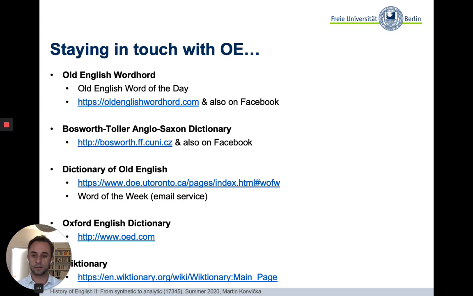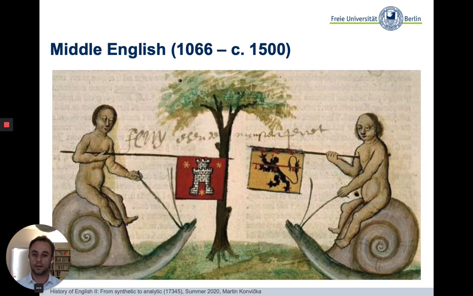Okay, so looking at semantic changes to different words will be the last thing that we'll do with Old English, and after that we are going to have a look at Middle English, at the period of knights, chivalry, and fighting snails.